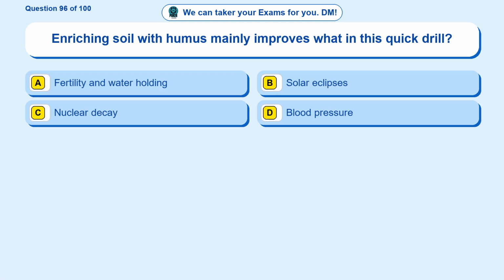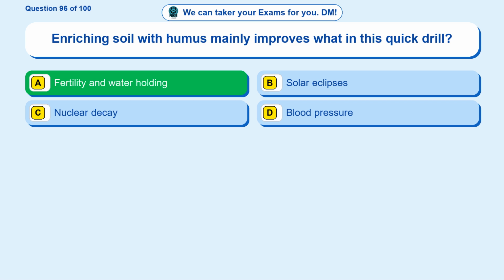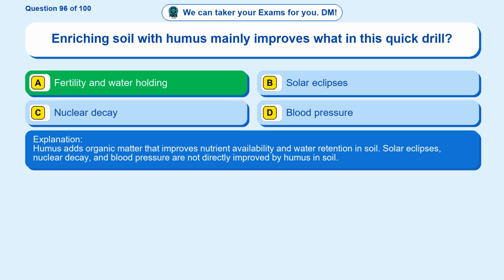Question 96. Enriching soil with humus mainly improves what in this quick drill? Option A, fertility and water holding. Option B, solar eclipses. Option C, nuclear decay. Option D, blood pressure. The correct answer is option A. Fertility and water holding. Humus adds organic matter that improves nutrient availability and water retention in soil. Solar eclipses, nuclear decay, and blood pressure are not directly improved by humus in soil.